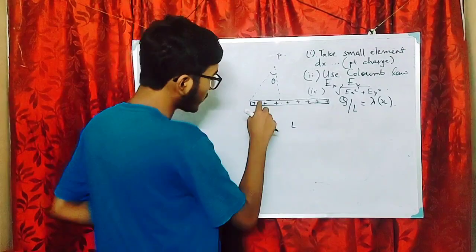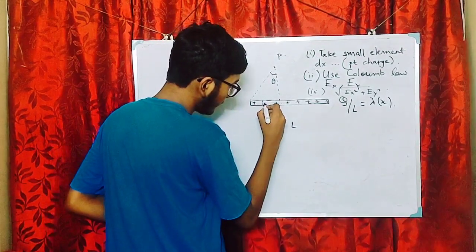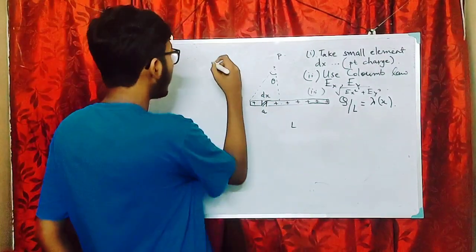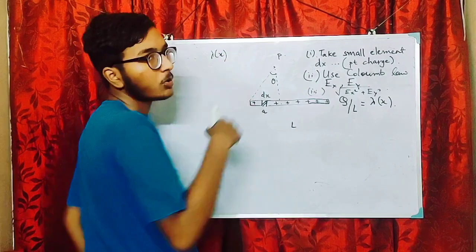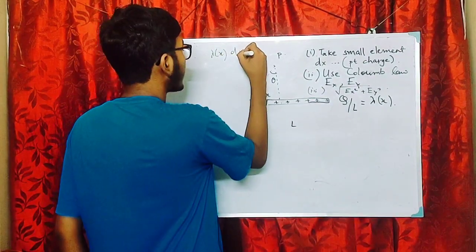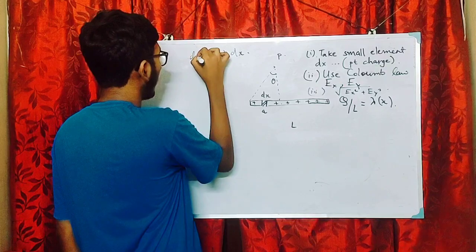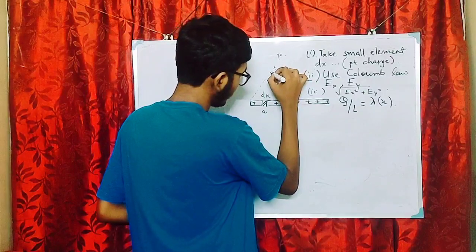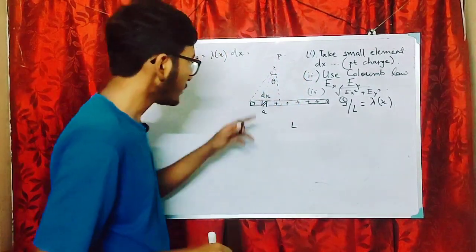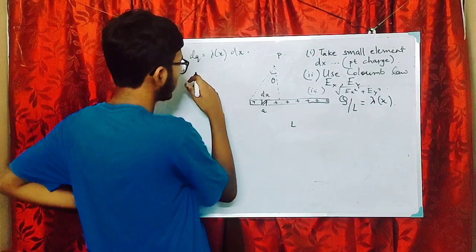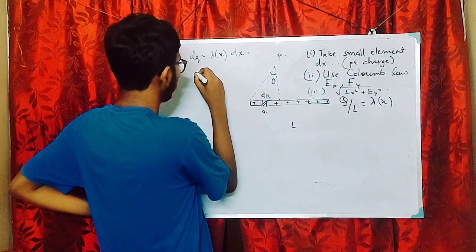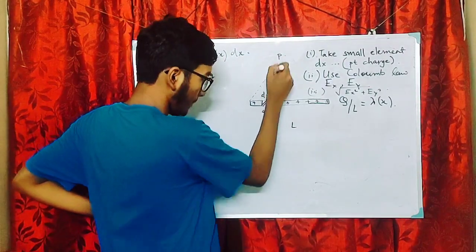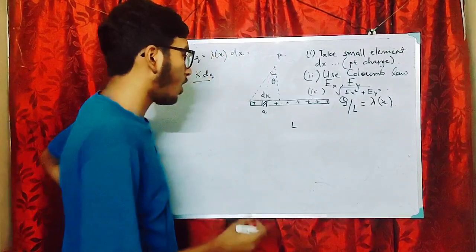So if we take a small element dx, okay, this is a small element dx, what will be the charge on that? It will be lambda of x, I don't know what the lambda is, into dx. Okay, this is the charge dq. Now from Coulomb's law we can say that k dq by this distance square. How will we get that distance?